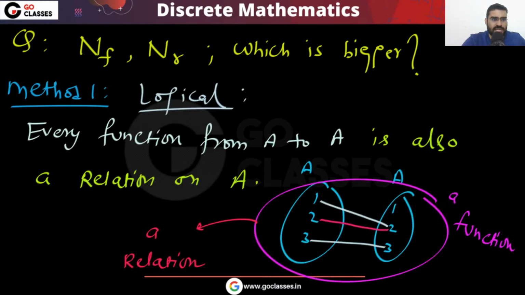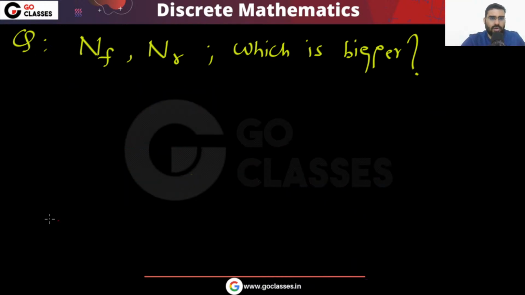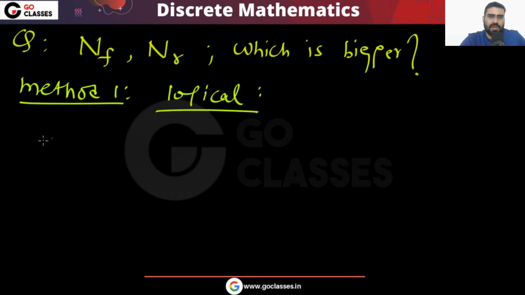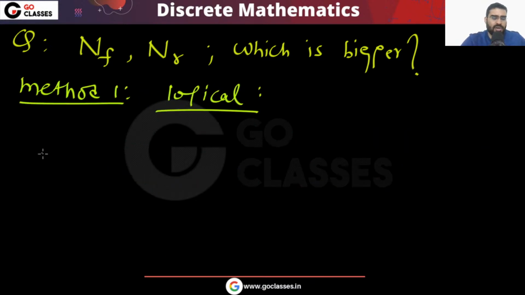So very easily you can see that every function itself is a relation. This is something you can easily observe, that every function from A to A is also a relation. We are going through method 1, the logical way. How to logically solve this question? You can easily see that every function is a relation, but you can create relations which are not functions.